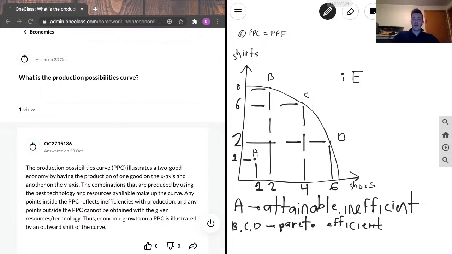And lastly, we've got point E way out here. It's about to get cramped. Say at point E, there is 10 shirts and 8 pairs of shoes. We say that point E is preferable to A, B, C, and D. However, it is unattainable.